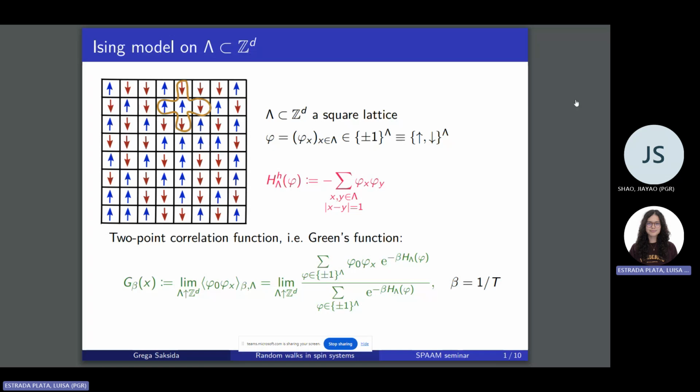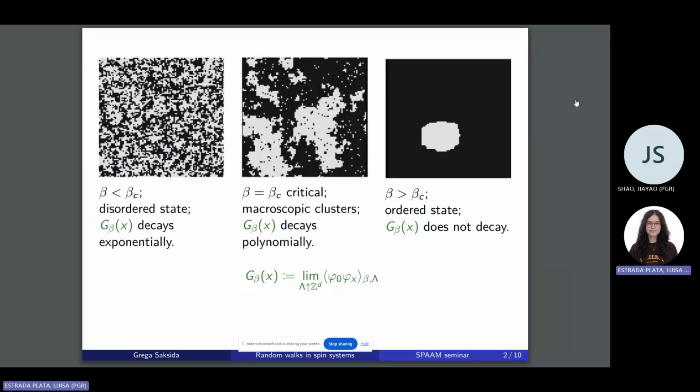And actually, it turns out that for this Ising model, this correlation depends on the inverse temperature beta. So there is a critical value of beta, such that if beta is less than beta_c, so we mean high temperature, this 2-point function decays exponentially, meaning there is no real correlation between spins at 2 distant sites, and we get some sort of disordered system.